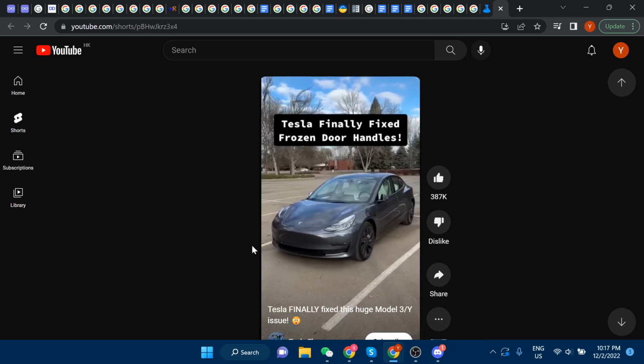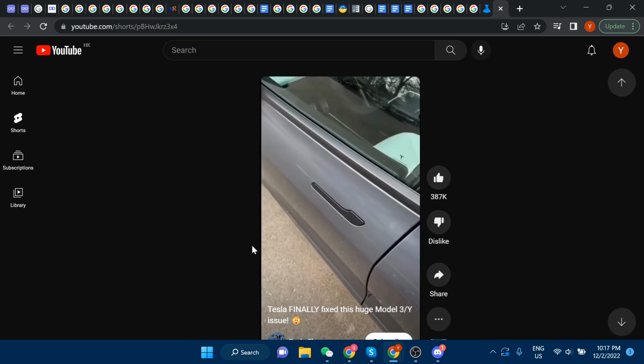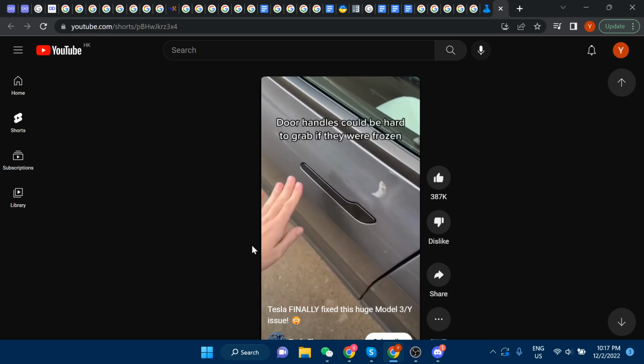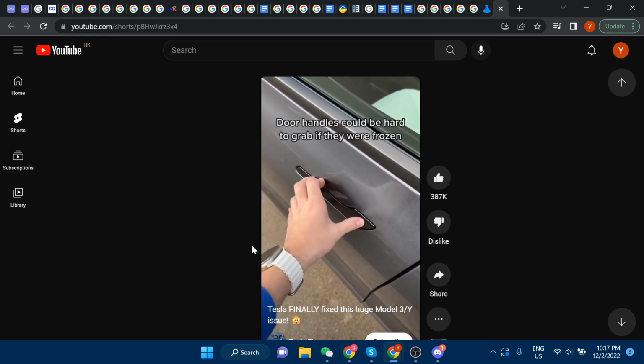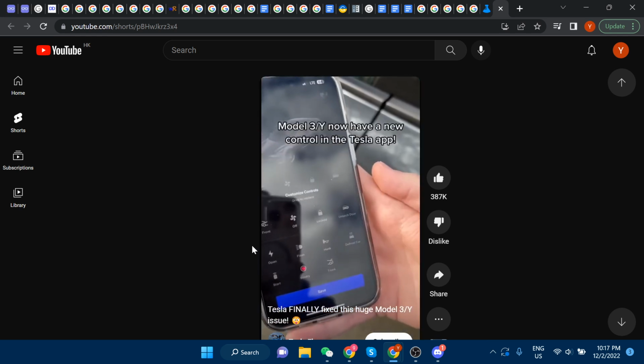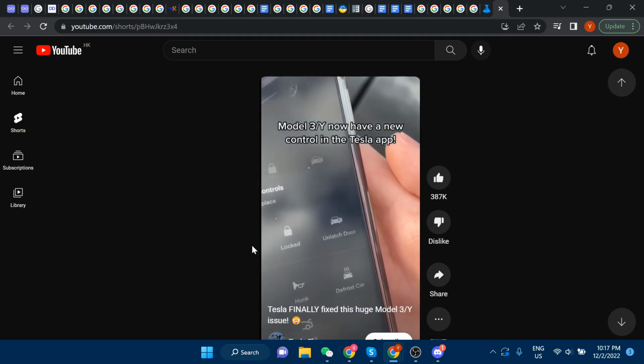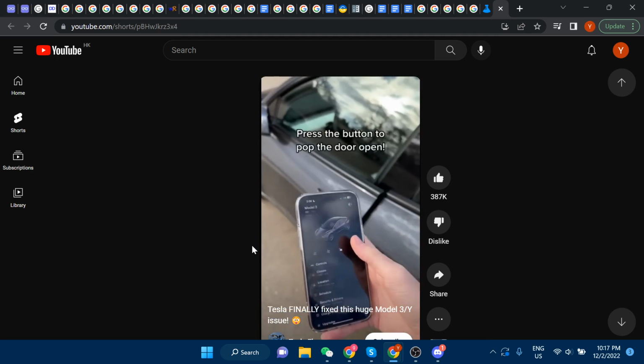Good news, Tesla just fixed this problem. Before this update, if your door was frozen over, then it was really hard to push this in to open the door. Model 3 and Y now have this option called Unlatch Door. So when you press this button, it pops the door open.